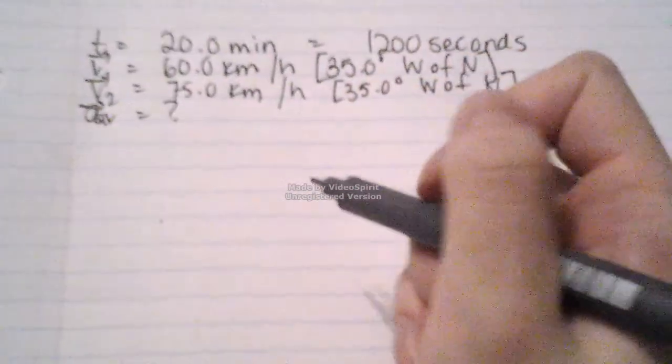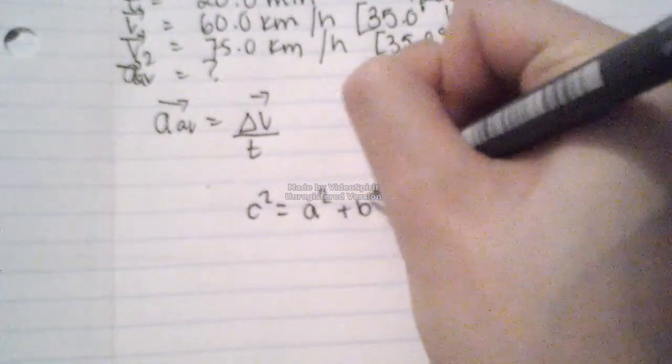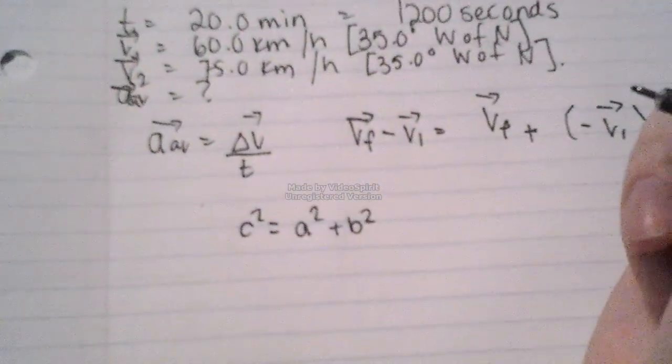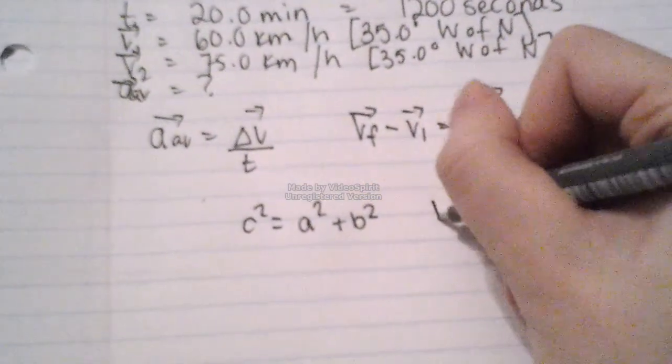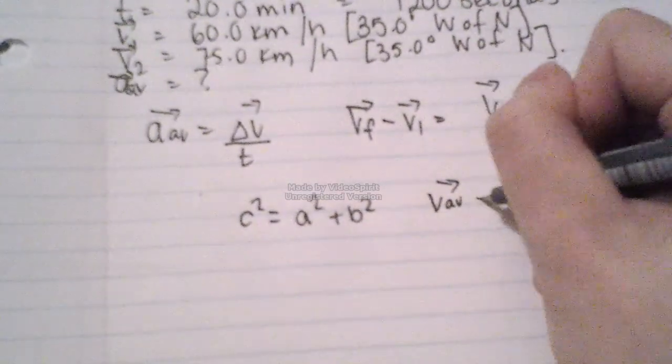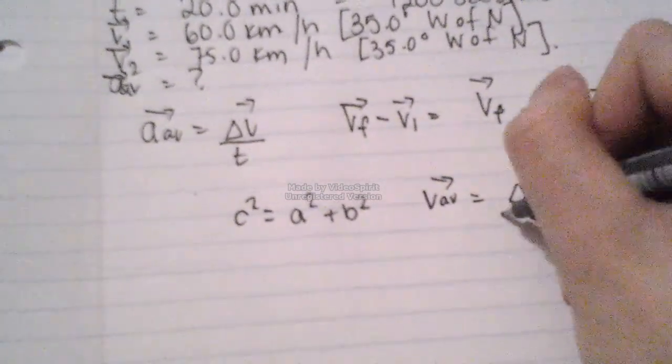These are just some of the equations we might have to use in order to figure out average acceleration. Average acceleration is equal to delta v over t. We might also have to use c squared equals a squared plus b squared, the Pythagorean theorem. And we might even have to use the average velocity equation, which is equal to delta d over t.